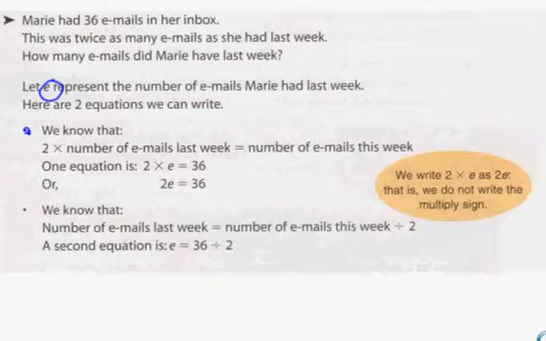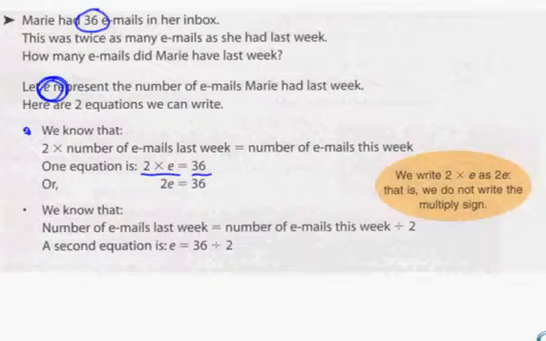Remember, we're letting E represent the number of emails that Marie had last week, and we know that this week she had 36 emails. So that's why we're making this equation: 2 times E equals 36.